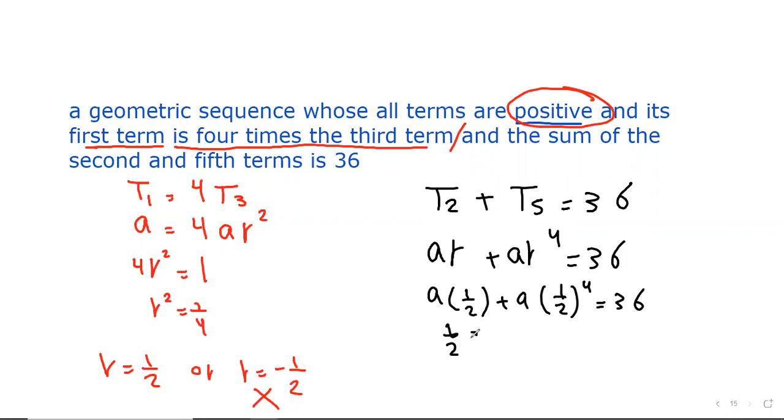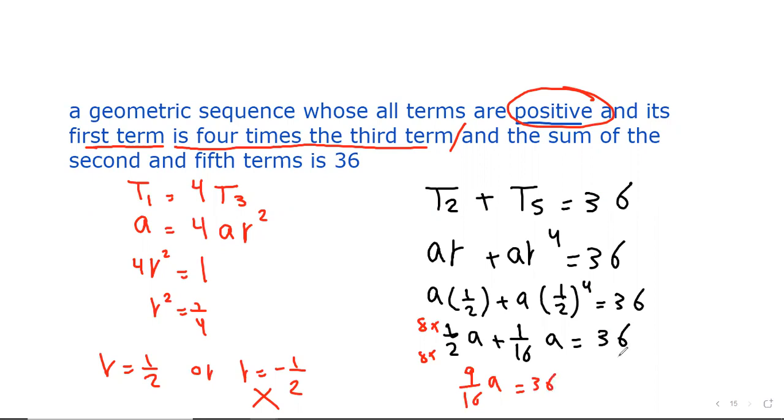So half a plus 1/16a equals 36. Okay, we can multiply by 16 to cancel these fractions, or we can add a half to 1/16 by multiplying by 8. Actually, I don't like using the calculator. 8 times 1 is 8, and here it's 16, so 8 plus 1, it's 9/16a equals 36.